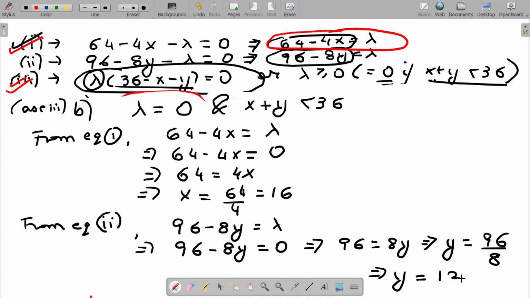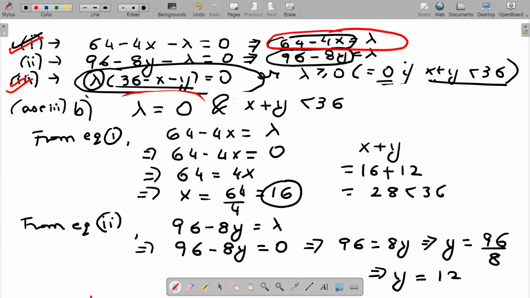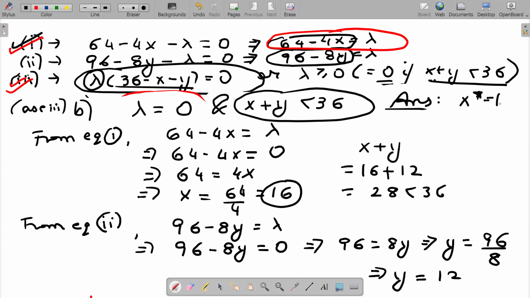And is x plus y less than 36? Let's do that. X plus y will be 16 plus 12, which is 28, which is less than 36. So it is satisfying this constraint also. That means the answer for this question is x star is 16, y star is 12, lambda star is 0. This is the answer for this particular question.